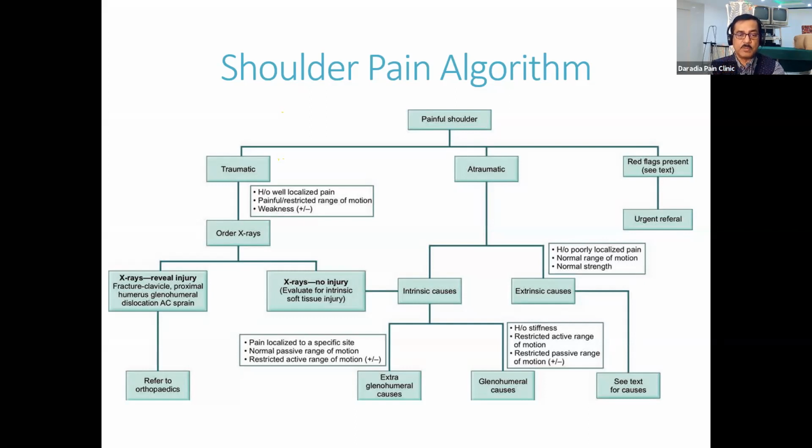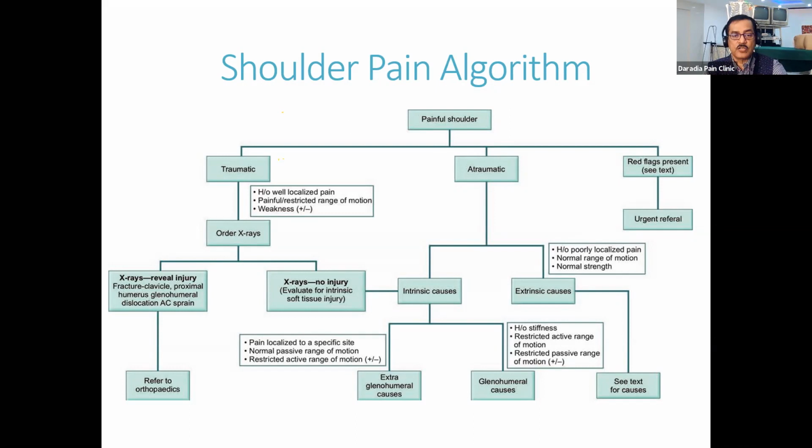So the labral tear cannot be diagnosed with your X-ray or CT scan. It is better diagnosed by your MRI, or sometimes ultrasonography can also be helpful in this diagnosis. Okay, now coming to the non-traumatic or atraumatic causes. There you have the extrinsic and intrinsic.